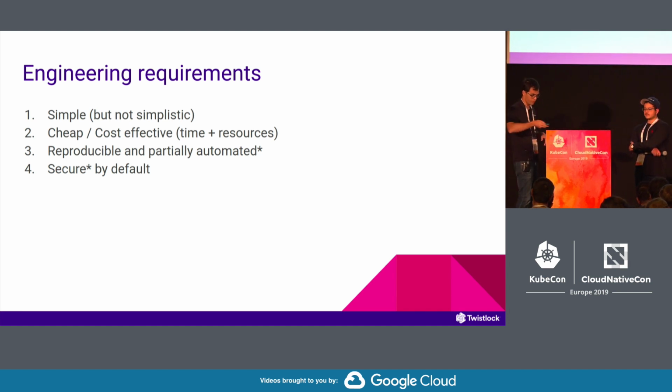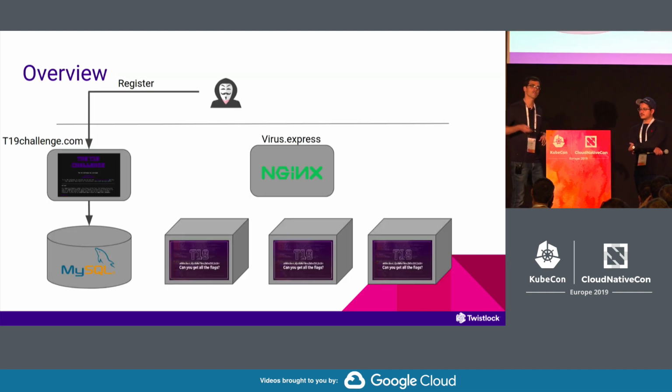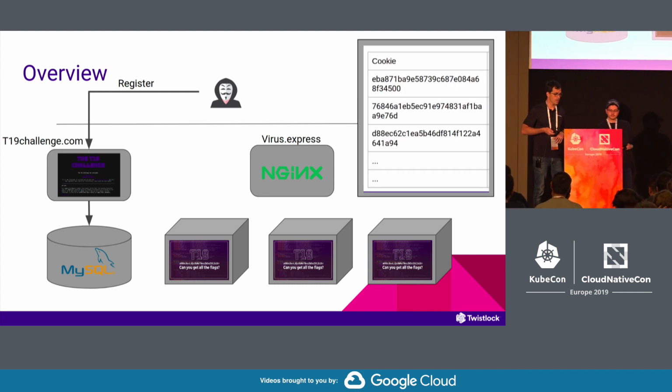So I will show you all of this. How does the solution look? We have the participant, up here, and he registers to a portal, the T19 challenge. He goes to the portal. Then here we have a registration service. The registration service talks with a database, and in the database, we map each new user to a regular HTTP cookie. The cookie returns to the user.